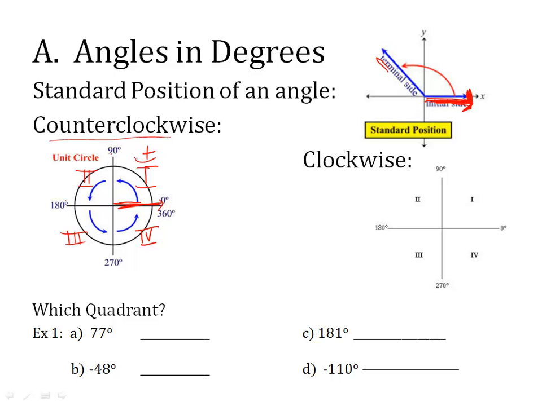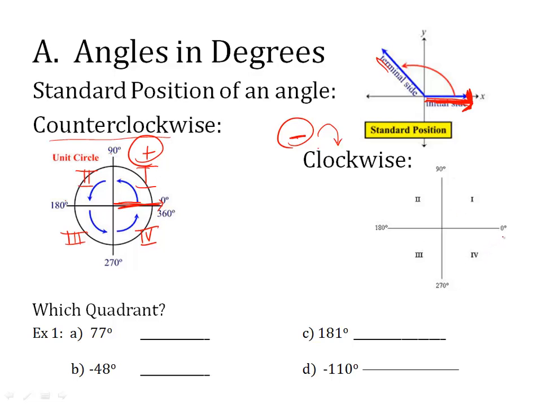Those are positive angles. Counterclockwise is a positive angle. So you have to give a direction for your angles. Because if it's counterclockwise, it's positive. If it's clockwise, meaning going this direction, it is a negative angle. Okay, negative angle.